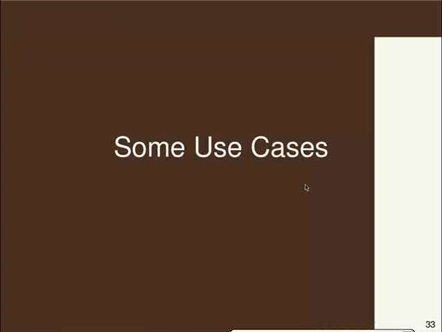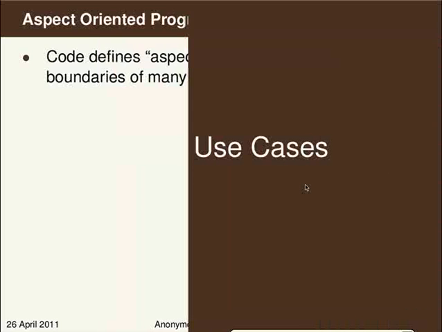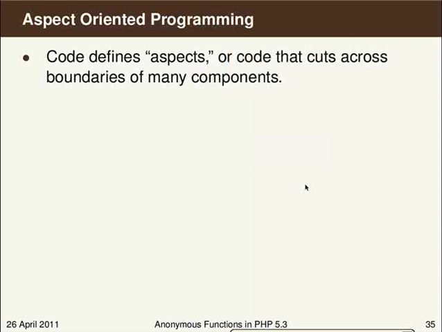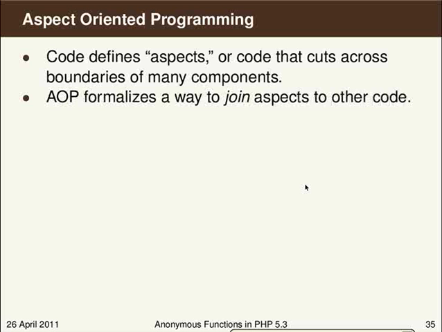Now, there's some really fun use cases, and one of the use cases that I think is most interesting for utilization of these is aspect-oriented programming. Within aspect-oriented programming, we're defining aspects, or code that cuts across the boundaries of many components. And then aspect-oriented programming formalizes a way to join aspects to other code. So an example is a logger, something that has cross-cutting concerns.